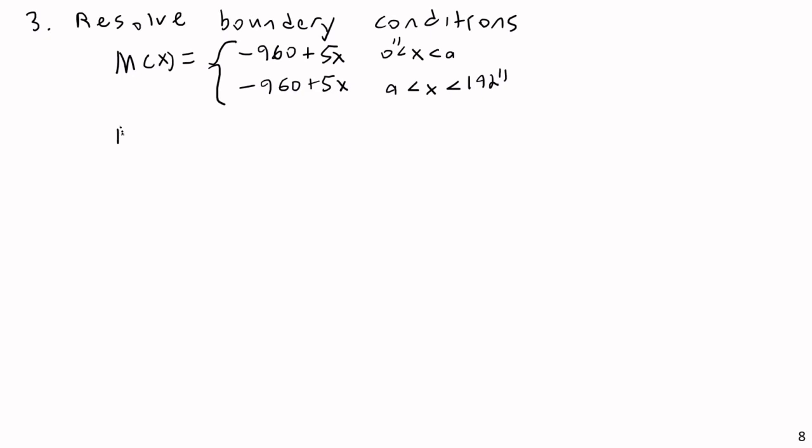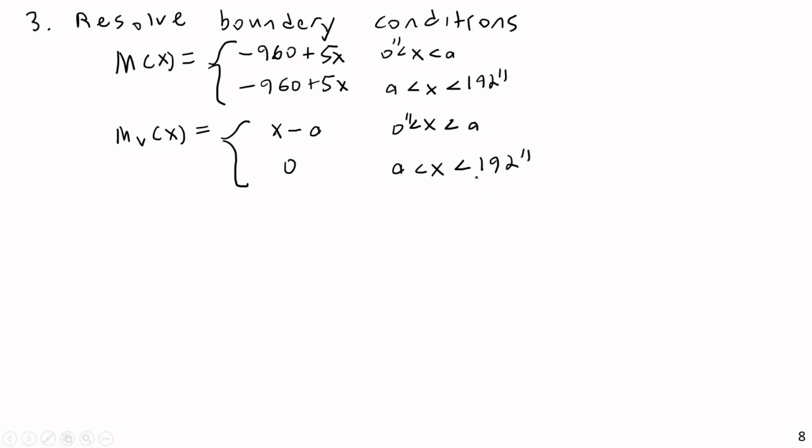And then our virtual moment will be the same one we had before. We don't need to adjust this at all, but I'll just go ahead and write it for the sake of completion. So it will be x minus a, again, when x is between 0 and a. And it will be 0 when x is between a and 192 inches. Then step 4, I'm going to apply the principle of virtual work, or the equation that we have for virtual work.